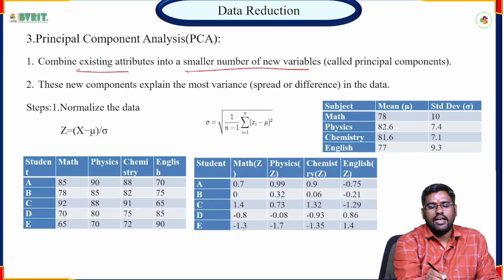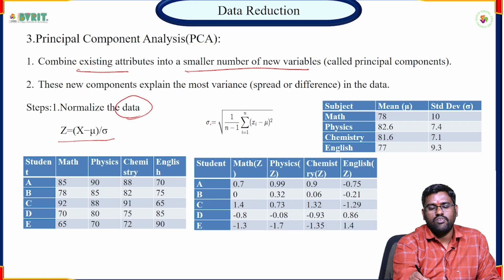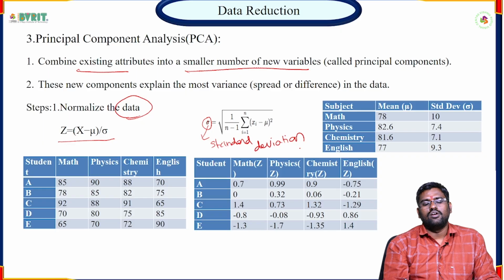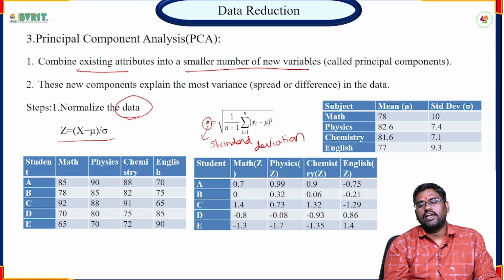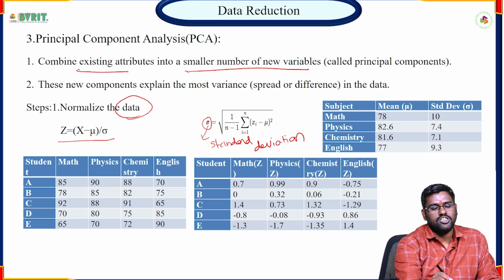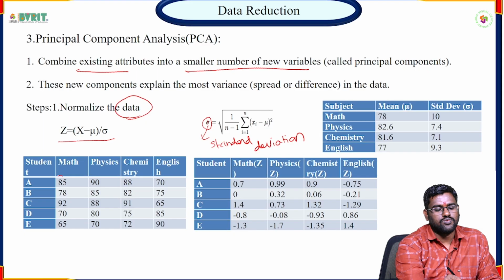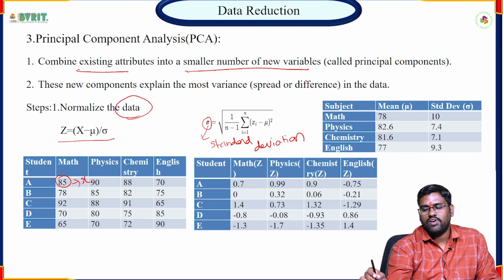Next, we need to calculate the z value by normalizing the data, and then we will calculate the standard deviation. Sigma means standard deviation value. So now this is the data set given here. Based on that we are calculating this z value. How are we calculating the z value? z is equal to x minus mu by sigma. So now we need to know the value of x. The x values are these. Next, mu is the mean value.